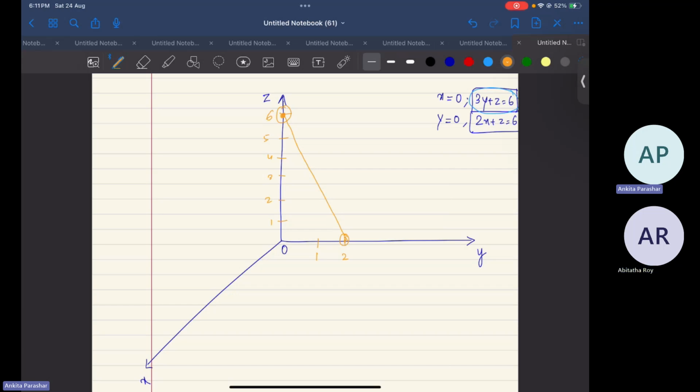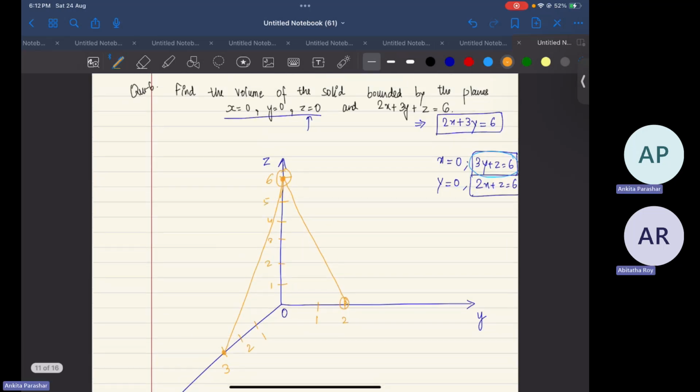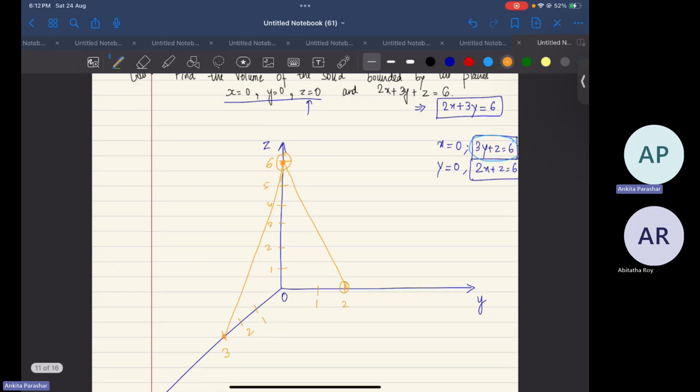Same thing for y equal to 0, we will have z equal to 6 and x equal to 3. Something like this. And if I look into the xy plane, it should be combining these 2 points. This is what my feeling is. If I look in the xy plane, can you see is that line what we want? So it's a 3D tetrahedron.